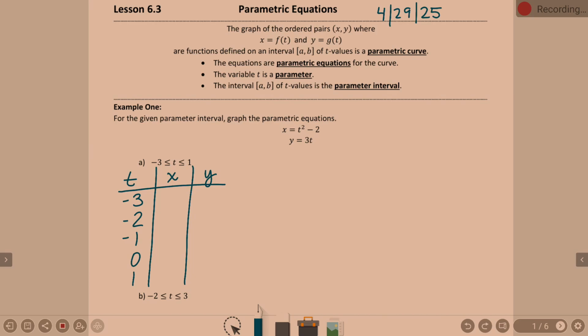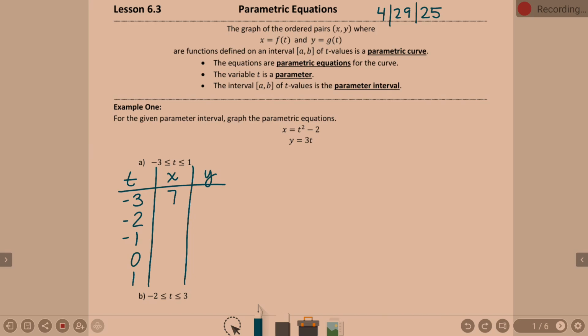And we're going to start off and find our x values. When t is -3, I want to find x. So I'm going to take my x equation and put t in. So when t is -3, -3 squared minus 2. What is -3 squared minus 2? -3 squared is 9, and 9 minus 2 is 7.